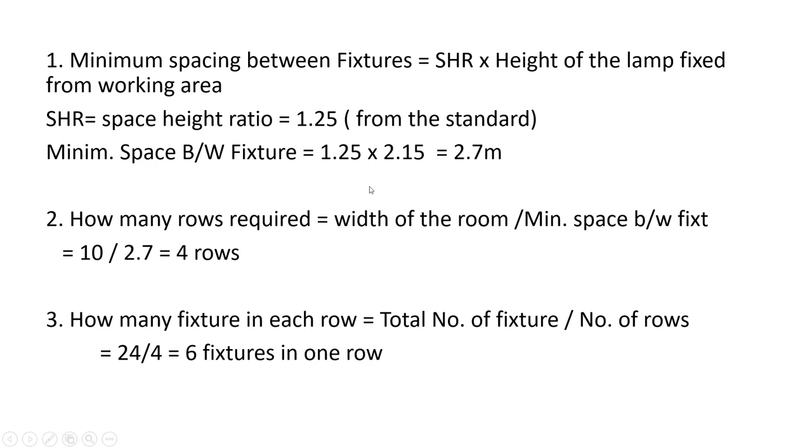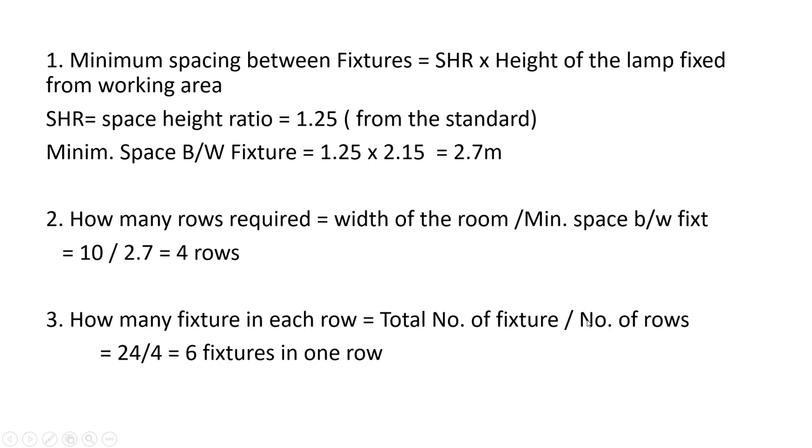Okay. Now, how many rows are required? The formula is width of the room divided by the minimum space between each fixture. The width of the room is given as 10 meters, and the minimum space between fixtures we got from the first derivation is 2.7. So we got 4 rows. So the number of rows required for that room is only 4 rows.